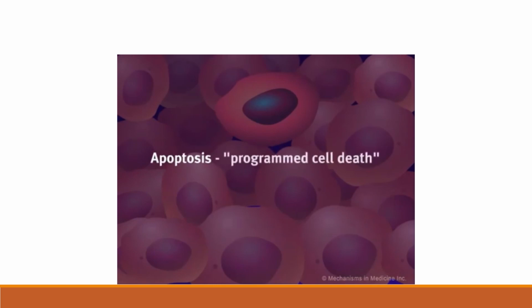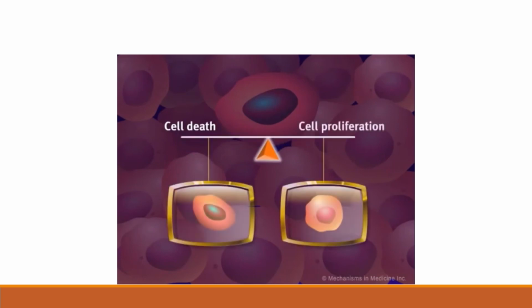Apoptosis, or programmed cell death, is one of the mechanisms by which organisms limit the growth and replication of cells. If apoptosis did not occur, there would be no way to control cell growth and tissue homeostasis would be lost.